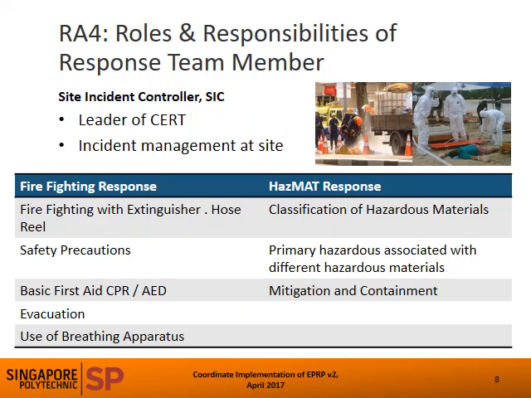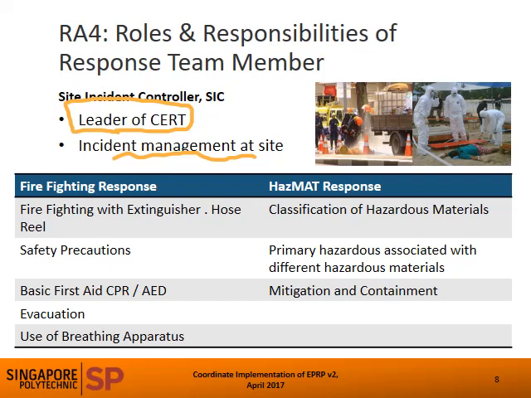Okay, for the SIC, basically SIC is the leader of the CERT. So he's the leader of the response team members, and he will do incident management at site. So he always has to be at the site. For response team members, there'll be a few. For this case, it will be firefighting response and hazmat response. They can also have falling from height response, or hanging, so-called suspended at height response. So you have many types of response team member. I'm only talking about two here.